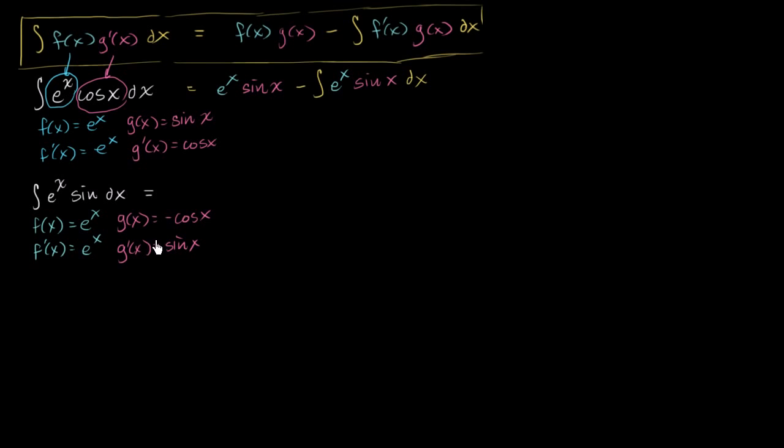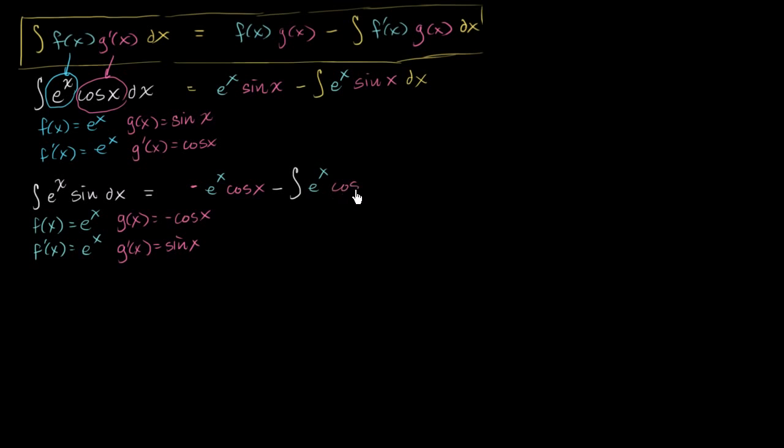So we have f of x times g of x, which is negative, I'll put the negative out front, negative e to the x times cosine of x, minus the antiderivative of f prime of x times g of x. f prime of x is e to the x, and then g of x is negative cosine of x.